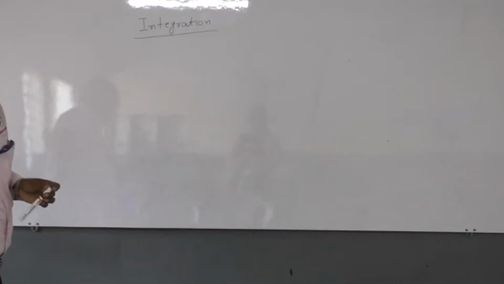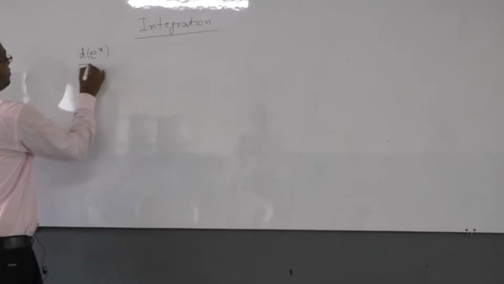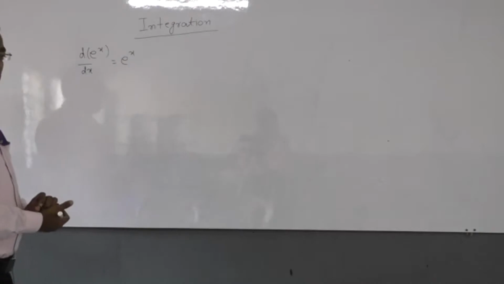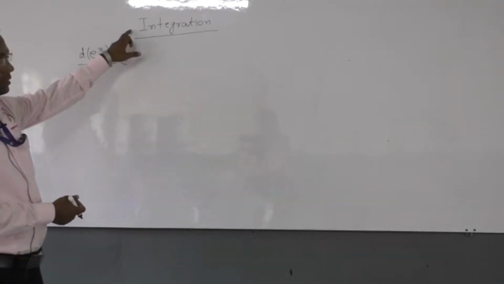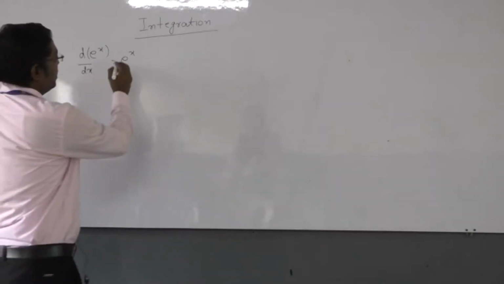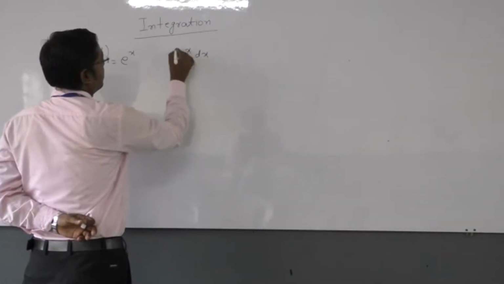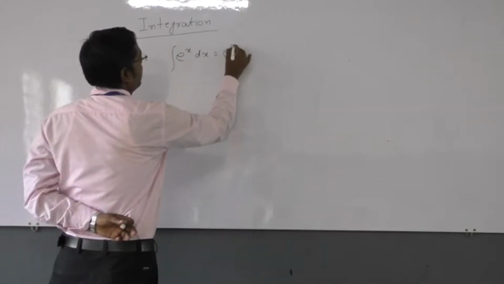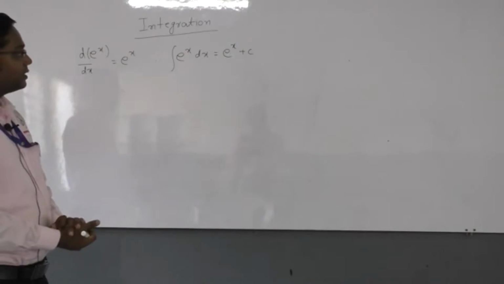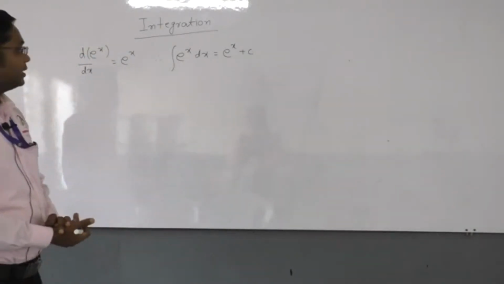We know that the differentiation of e to the power x with respect to x is e to the power x. Hence, the integration is the reverse process of differentiation. So here only we can write the integration of e to the power x with respect to x will be e to the power x. After integrating, we give one integral constant, because the differentiation of this constant will be 0 only.